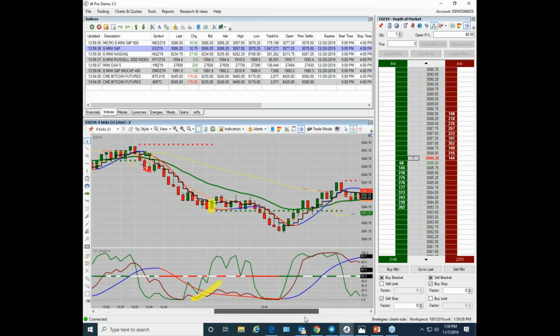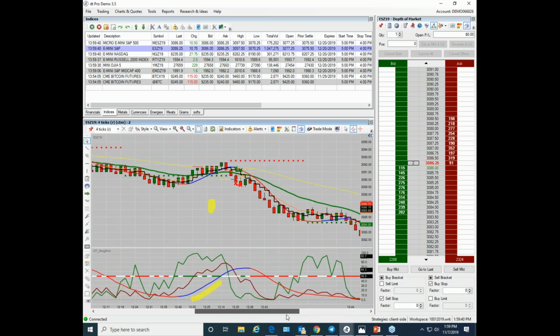Let me see if I can find a good example of one. Like right here. What the heck do I do with that? I don't know if that's a 45-degree angle. That looks flat to me, right? So again, just process everything.